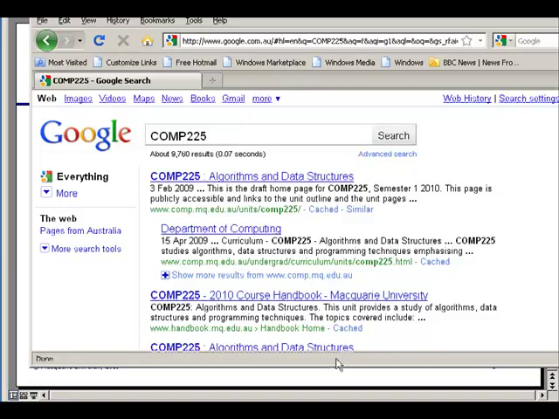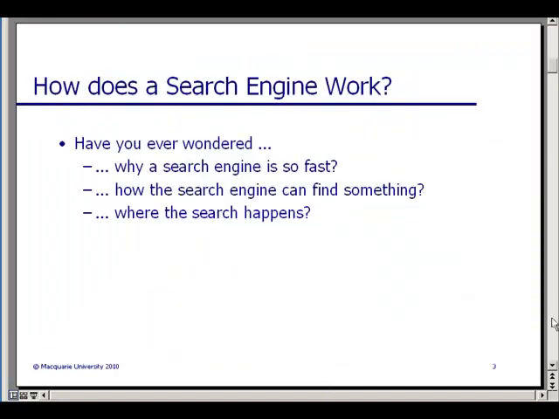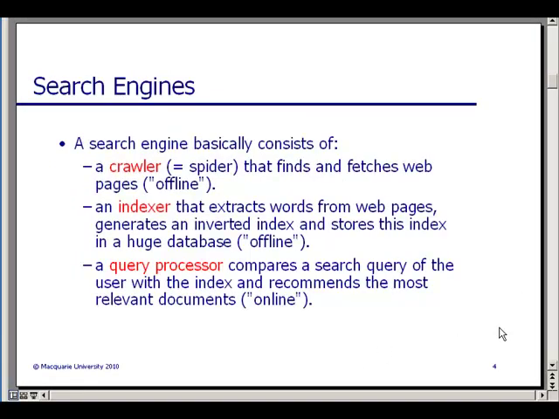So let's first think about how actually such a search engine works. A search engine basically consists of three main components: a crawler, an indexer, and a query processor. A crawler is very often also called a spider or a robot, and the task of such a crawler is to go and find and fetch web pages in a systematic way.